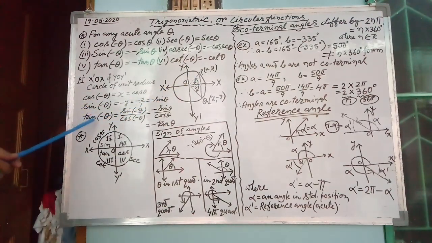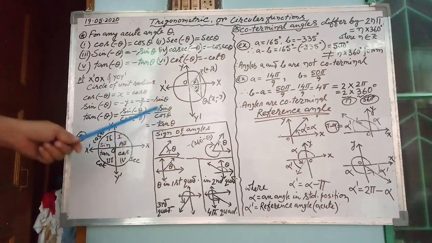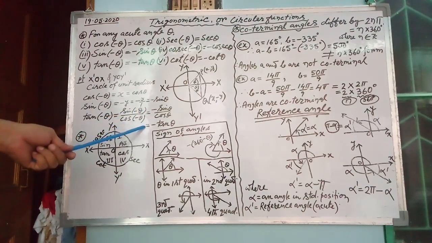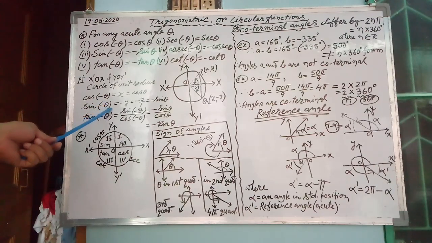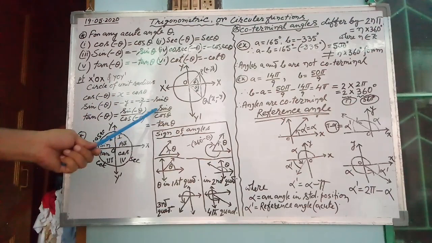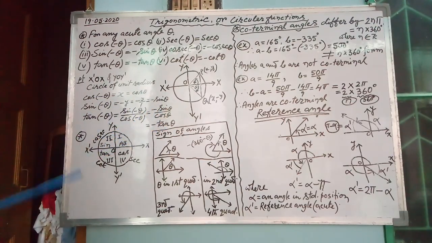In the same way we can get tan minus theta is equal to minus tan theta. You can do it this way also. Tan minus theta is equal to sin minus theta over cos minus theta. Just now we have done sin minus theta equal to minus sin theta, and cos of minus theta is equal to cos theta. So minus sin theta over cos theta equal to minus tan theta.